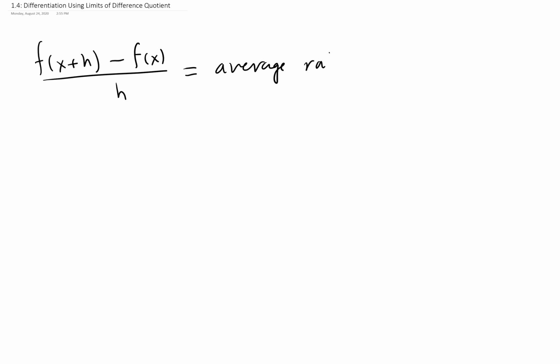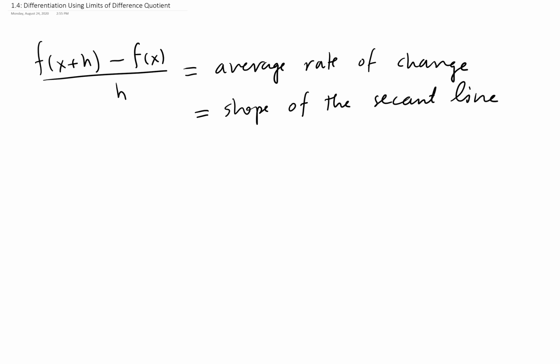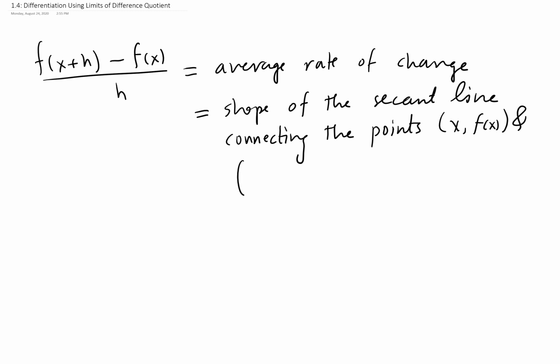So, differentiation using limits of the difference quotient. Again, from the previous section, recall the difference quotient, f of x plus h minus f of x over h. We called it the average rate of change. If you look back at the figure I showed you in the previous section, this actually represents the slope of the secant line connecting the points (x, f of x) and (x plus h, f of x plus h).